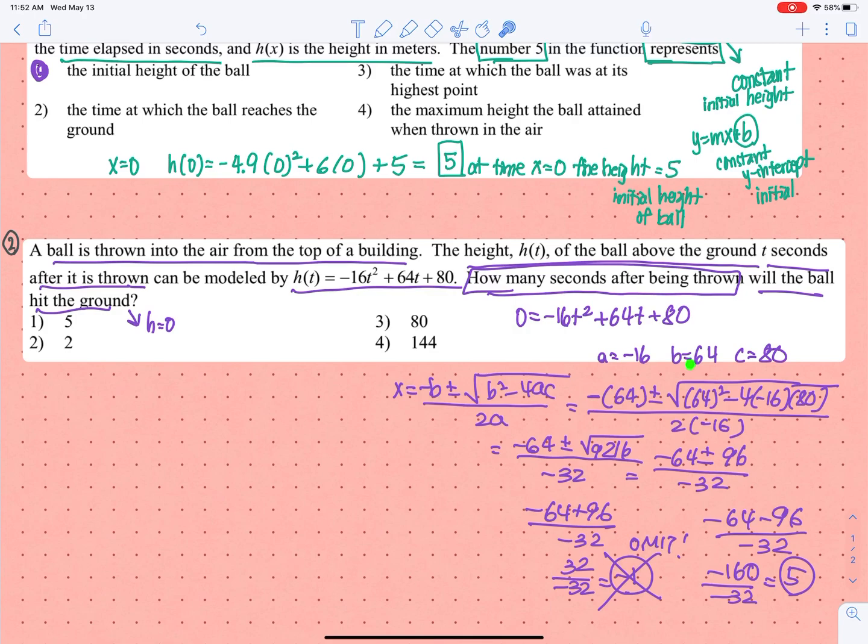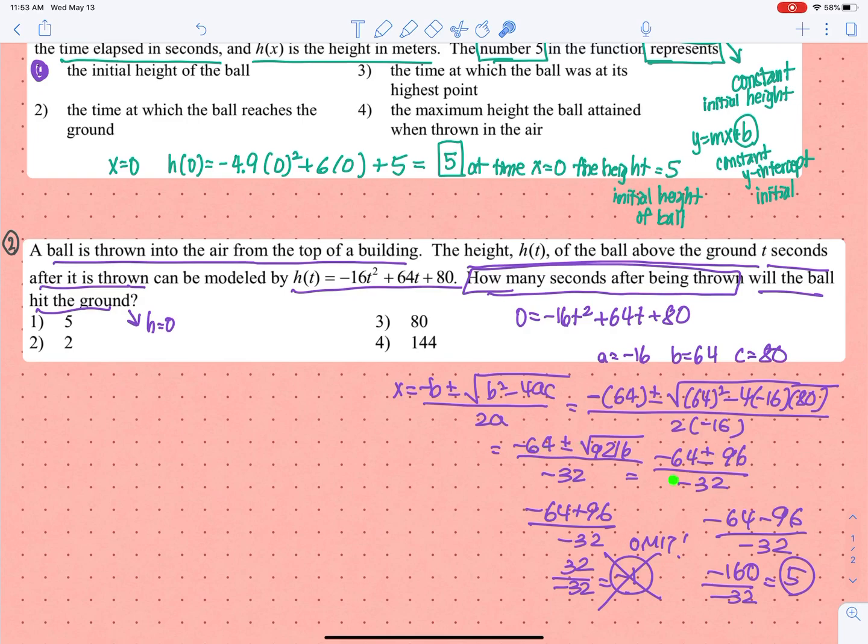x equals negative b plus or minus the square root of b squared minus 4ac, all over 2a. So I did the math for you. We got negative 64 plus or minus the square root of... you put all of this in the calculator... we got 9,216. 2 times negative 16 is negative 32. So the square root of 9216 is 96.